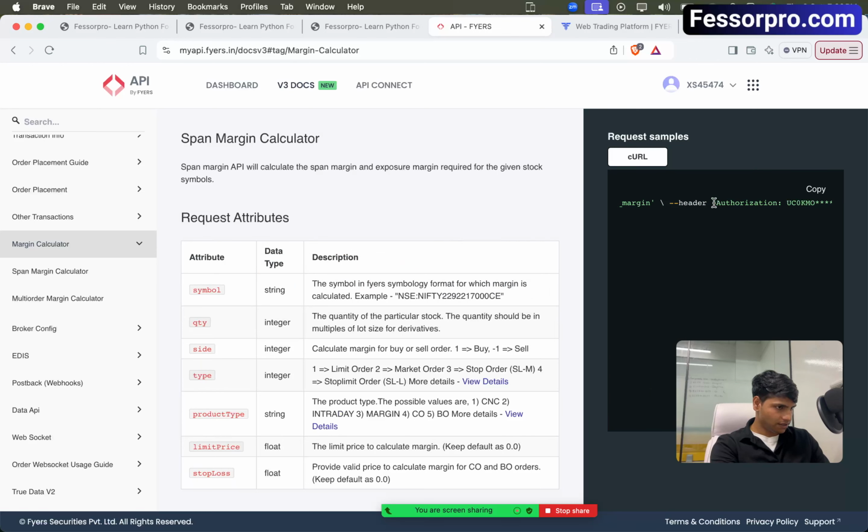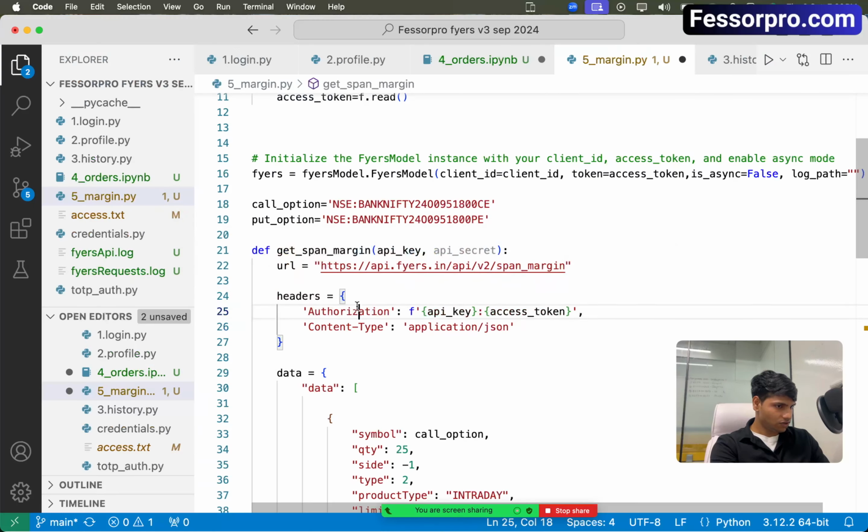So there is a header, there is authorization. This is the authorization. And then there is a header. This is the header. So I created a dictionary. One is authorization. Authorization contains two things. One is API key and one is access token, which I already have. And content type will be application JSON.